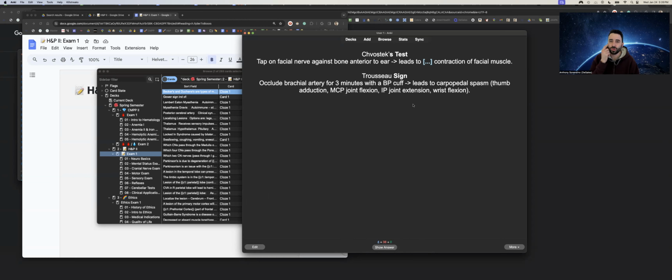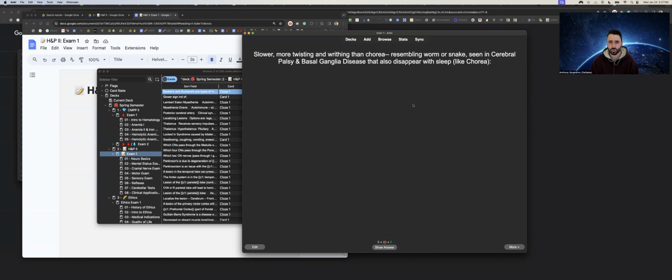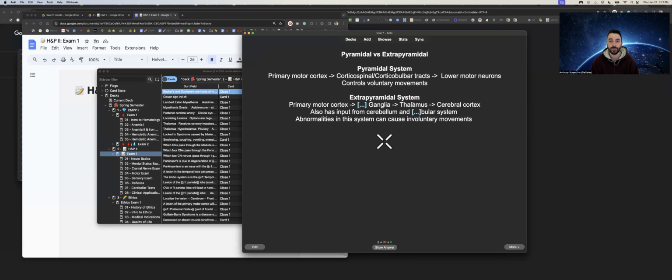Chvostek's test. You tap on the facial nerve, you get that ipsilateral contraction of the facial muscle. This is hypocalcemia, right? Hypomagnesemia. This card, I just want to know that it's ipsilateral. Slower, more twisting and writhing than chorea, resembling a worm or snake. Athetoid. We see this in cerebral palsy, basal ganglia disease. Athetoid. I would have gotten it.